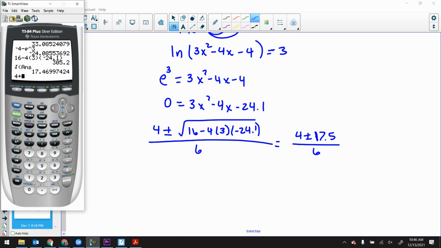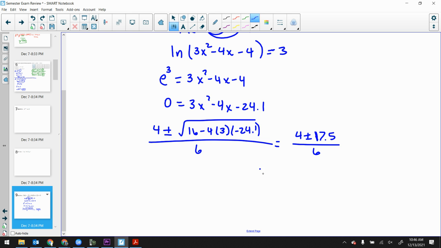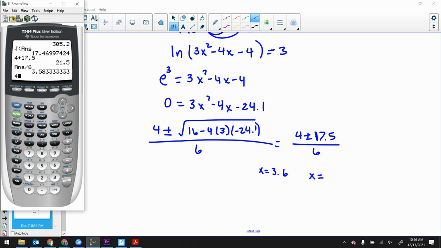4 plus 17.5 over 6 is 3.6. And then 4 minus 17.5 divided by 6 is negative 2.25.